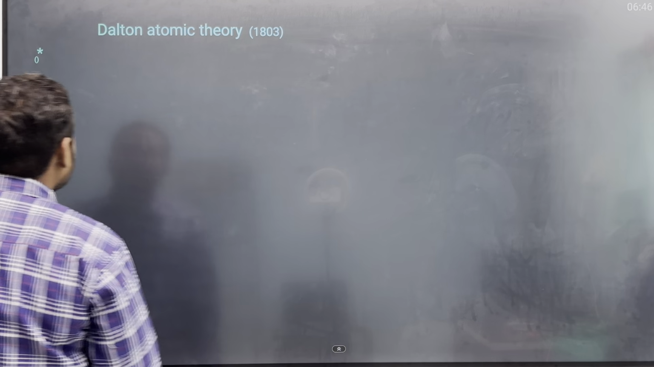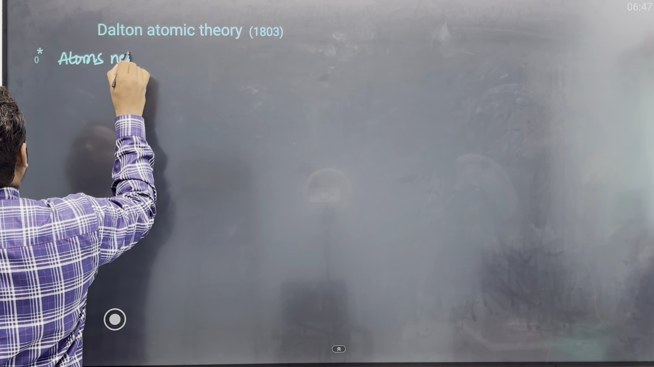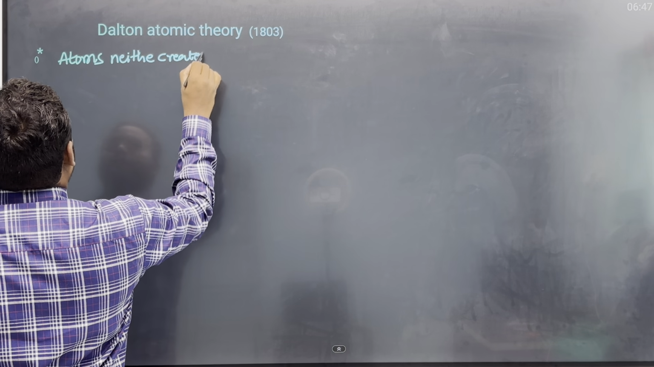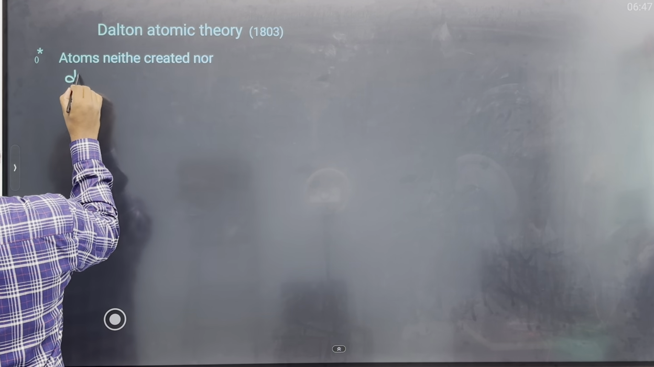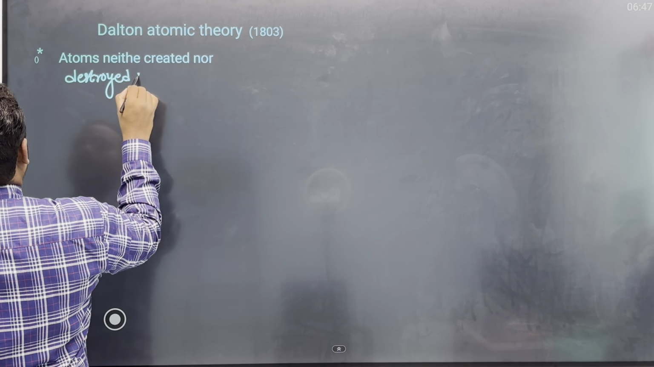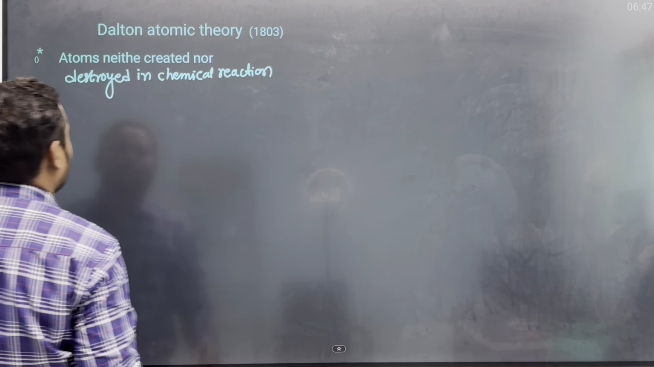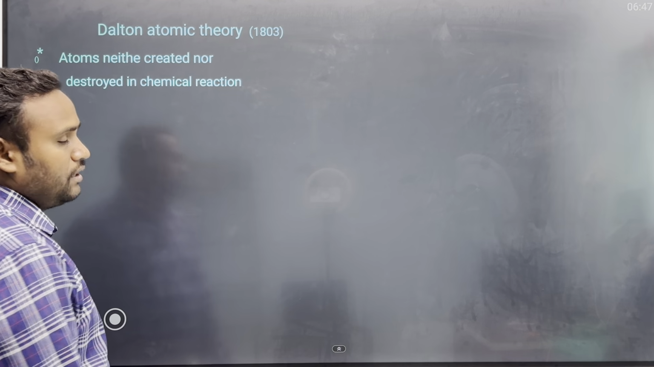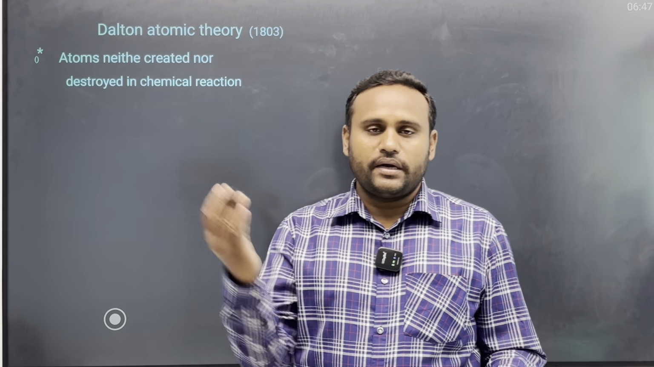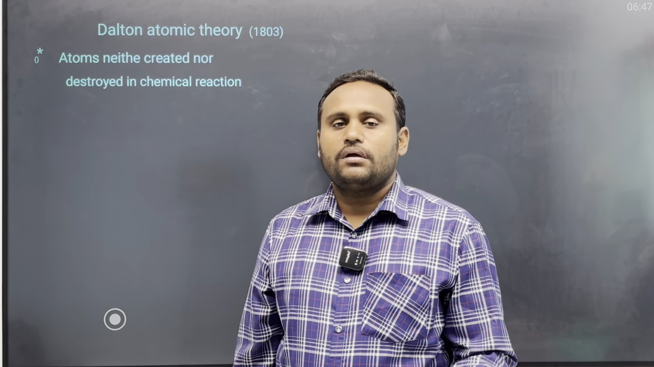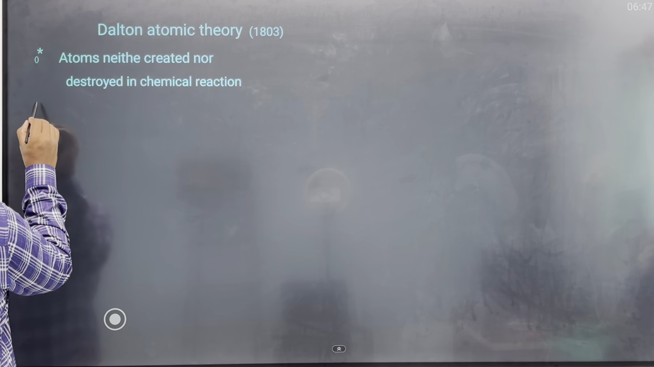According to John Dalton's atomic theory, atoms can be neither created nor destroyed in a chemical reaction. This tells about the conservation of atoms. It means we cannot newly create any other atoms, and we cannot destroy the existing atoms, but what we can do is convert those atoms from one compound to another compound. That is the meaning.